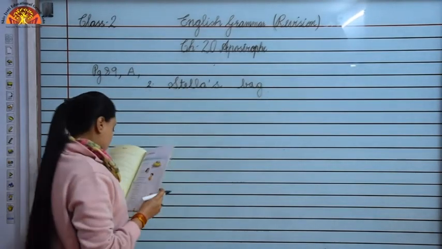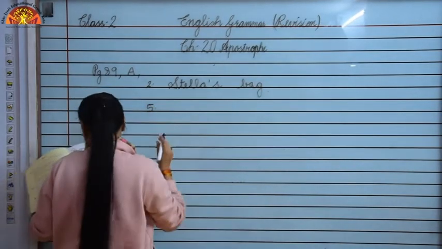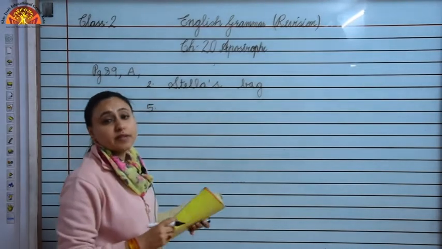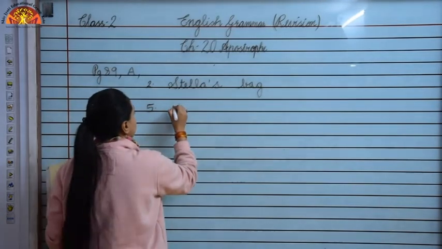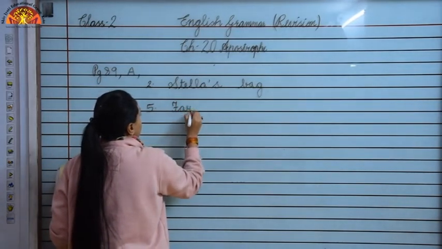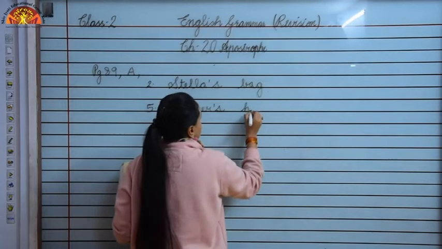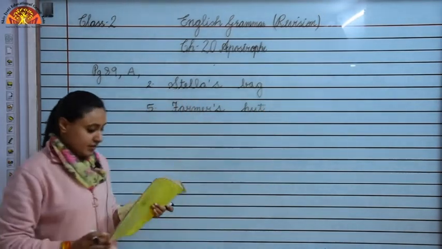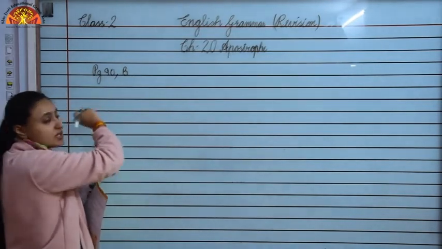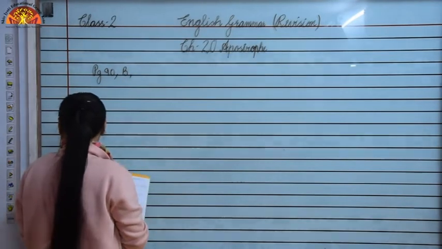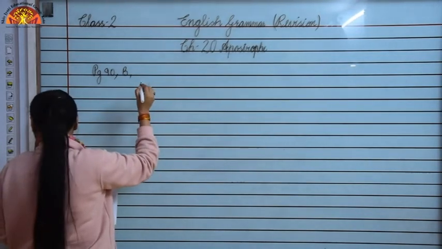Okay. Now children, look at number 5. Number 5 is hut owned by the farmer. So here we are talking about a hut that belongs to the farmer. So we will write farmer with apostrophe s. Farmer apostrophe s, farmer's hut, H-U-T, hut. Okay. Now children, let us move further. Children, now we will revise question B. It is on page number 90. So look at number 3.